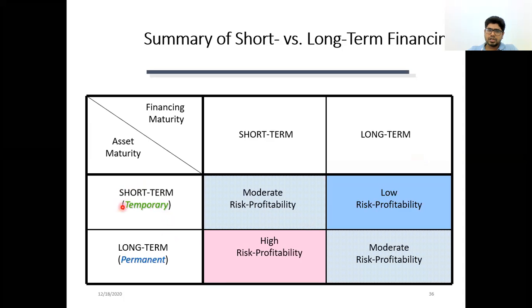Here, the temporary working capital requirement is financed by temporary short-term borrowings. Here is what? Moderate risk and profitability. So it falls under which category of working capital financing approach? Aggressive or conservative or matching? Which one? Any answers? This portion falls under which policy? Which policy does it fall under? Please respond.